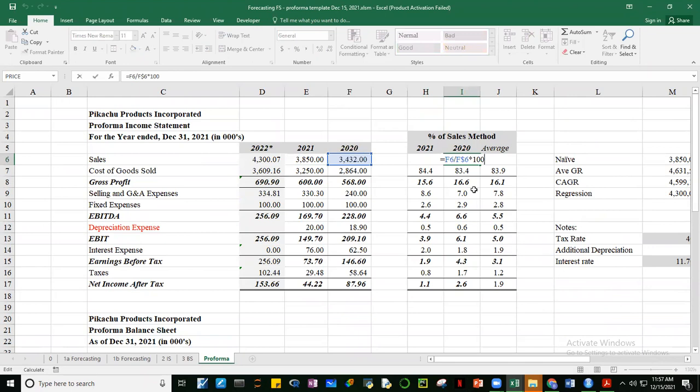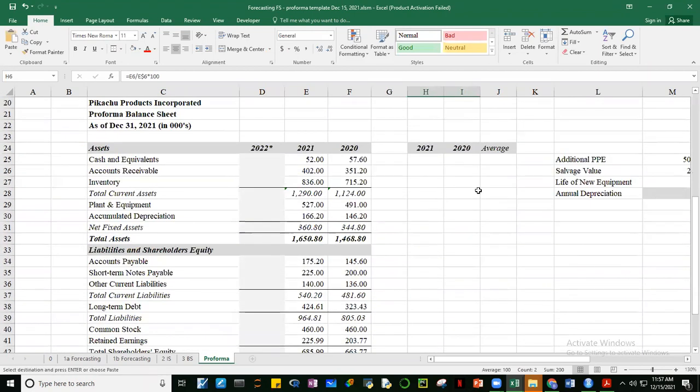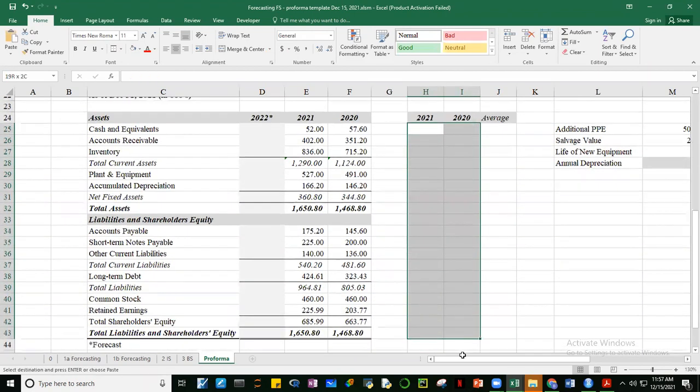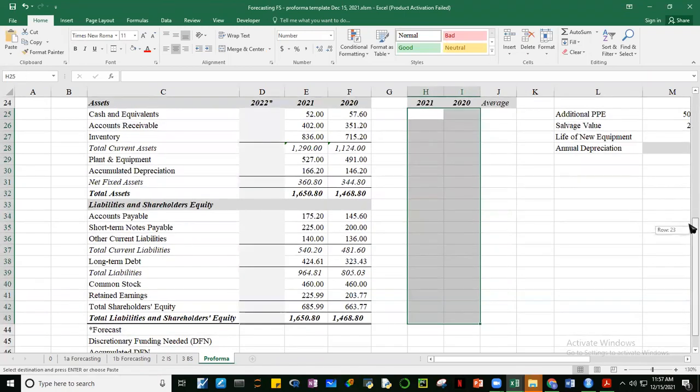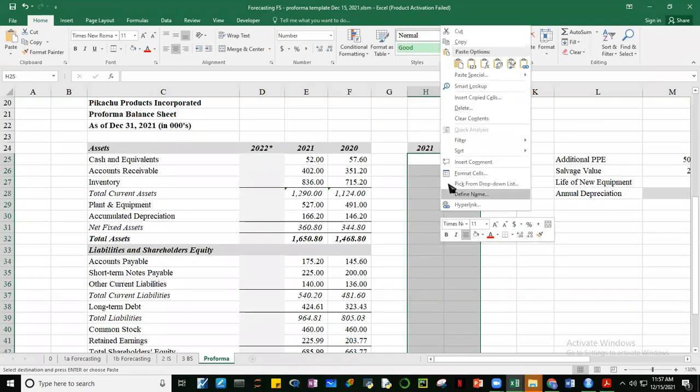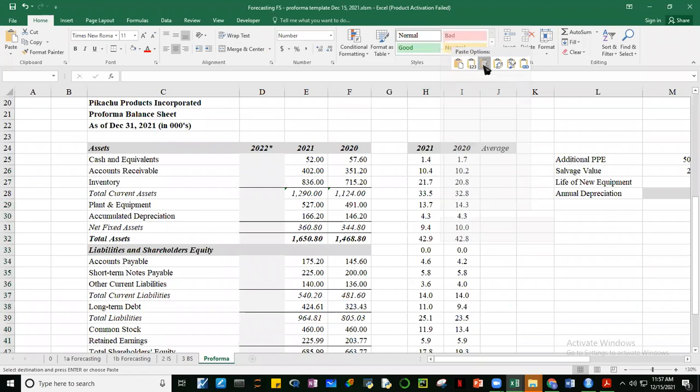Relate natin siya sa sales. So we're going to copy this with Control C. Okay, and then highlight natin to, itong buong to. And then just copy the formula. There.